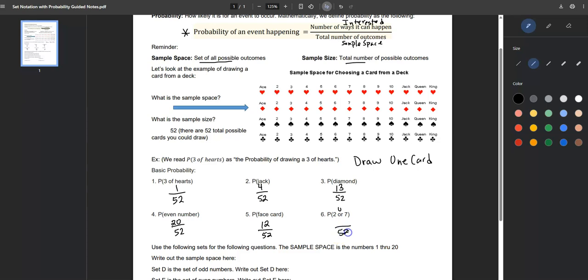Still out of 52. And I'm going to look at how many 2s or 7s there are. So there's 4 and 4. That would give me 8 that I would have for that as well. Okay. So before we move to the next one, let's make sure you guys understand.